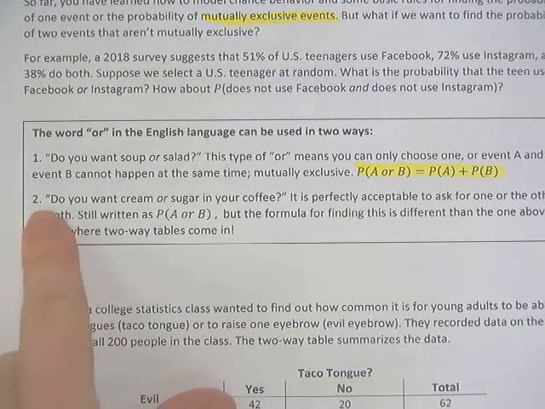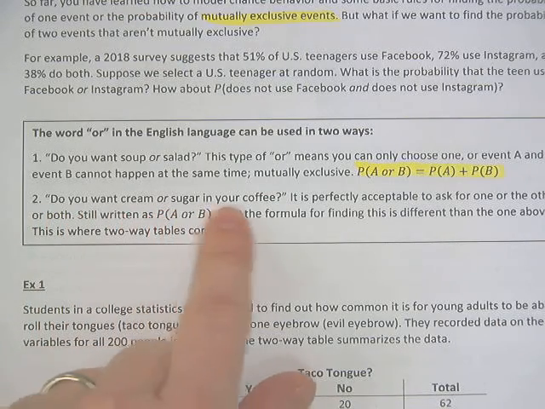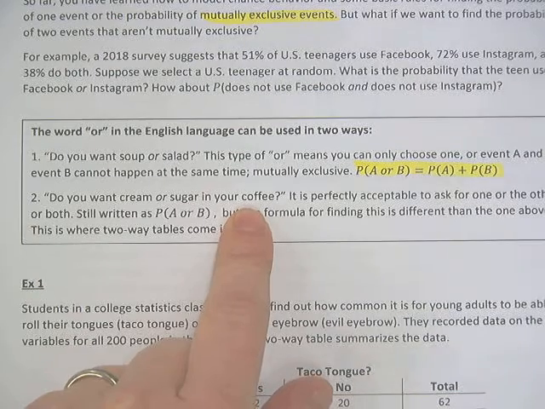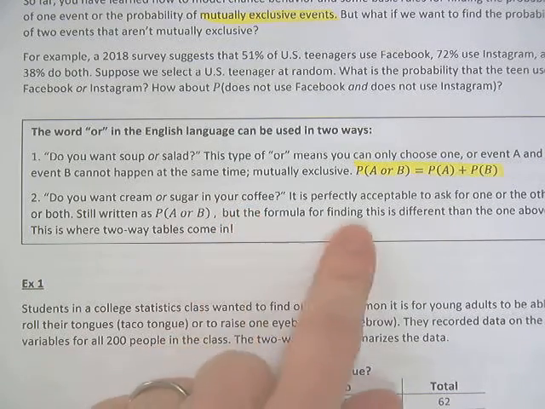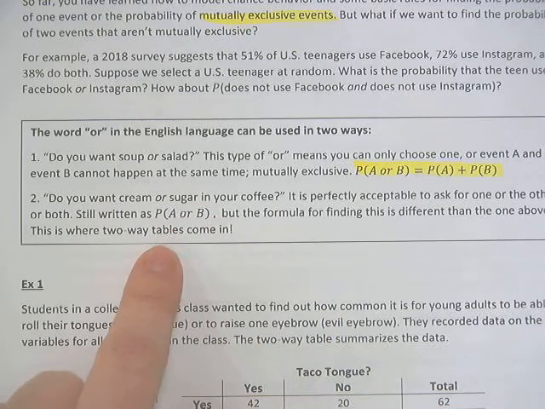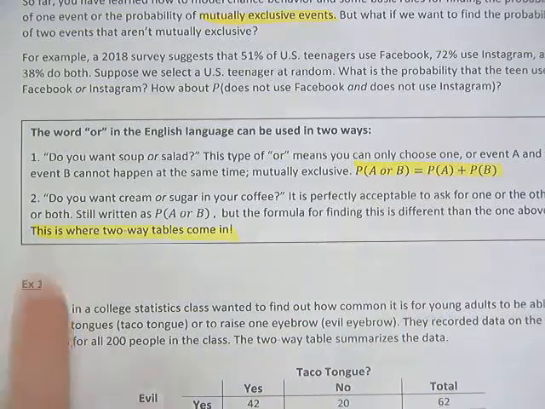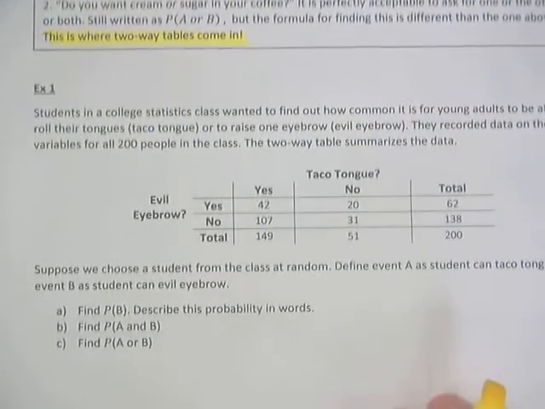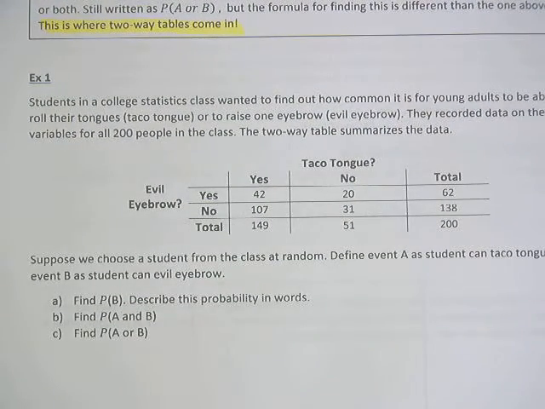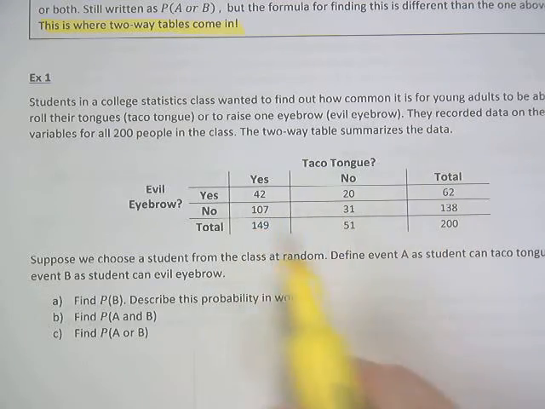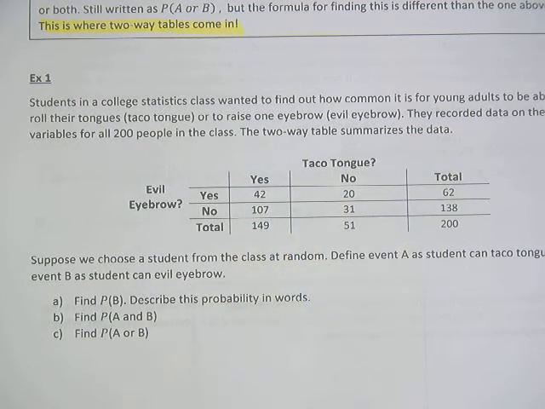But number two, this type of "or": do you want cream or sugar in your coffee? It's perfectly acceptable to say, hey, I want both of those, cream and sugar. So those are not mutually exclusive, and this is where two-way tables come in. Look at example one. We're going to see this table throughout different notes throughout the chapter, so keep this example in mind.